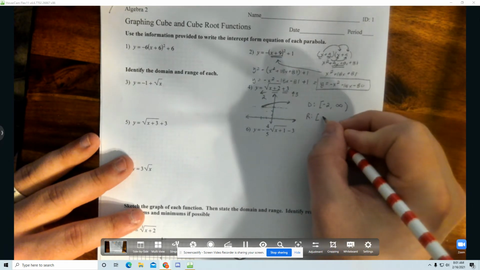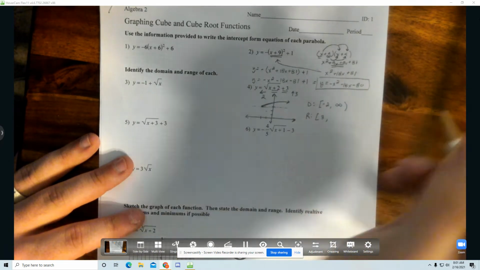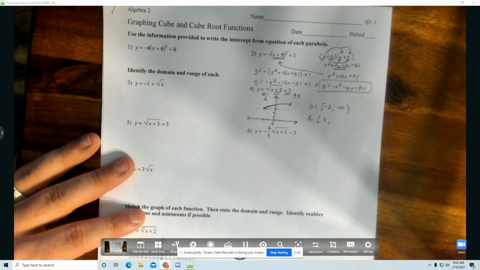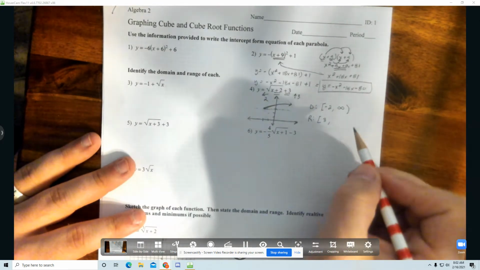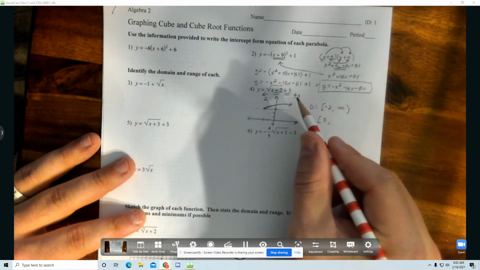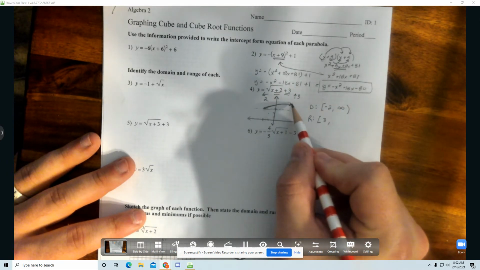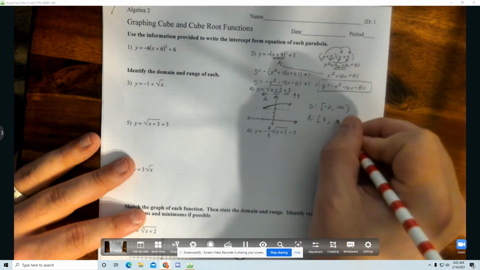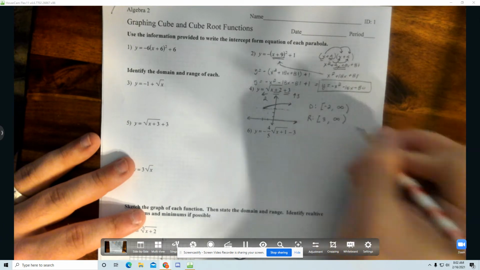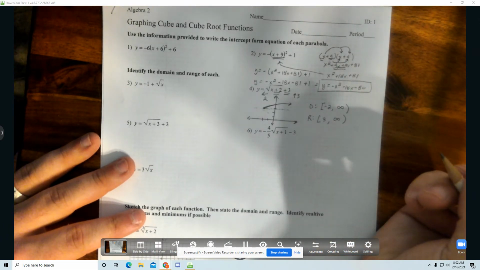Well, the bottom would be including 3. And then how far does it go up? Well, it never stops going up. Even though it looks like it gets flat, it's always increasing here. So it's going to be infinity as well.